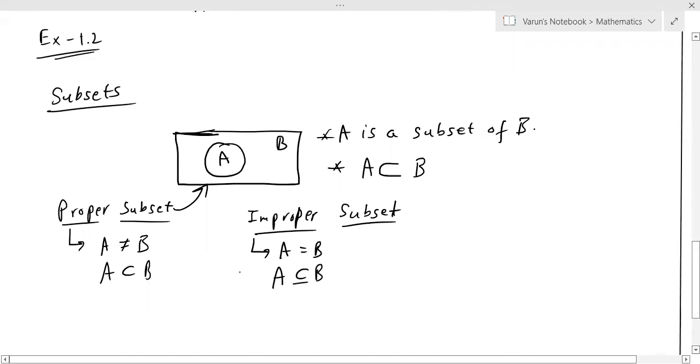You see that symbol difference. So it is possible that they might be equal. If it is a proper subset, then it has to be smaller, A is smaller than B, essentially. And A can be equal to B. Obviously, two equal sets are subsets of each other, but they are improper subsets.